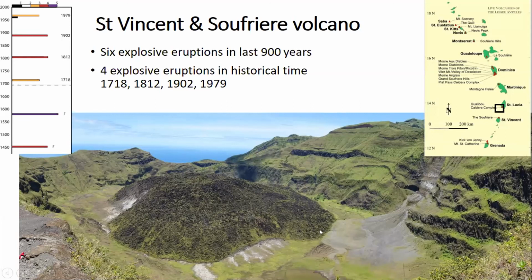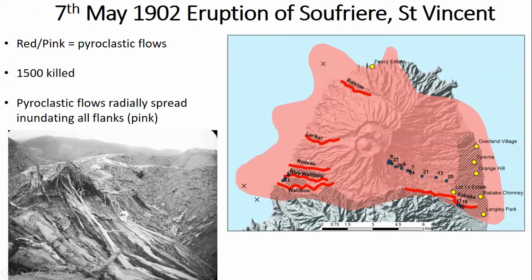So this is an image of the crater of St Vincent, and here we can see the lava dome. This is what it looked like up until the 27th of December 2020. This is the lava dome that was formed at the end of the last eruption in 1979. So I'm just going to go to 1902 again. You remember 1902 was a significant year, because it was the year that the volcano in Montpellier in Martinique erupted and killed 30,000 people. Well, interestingly, the day before that eruption, on the 7th of May, St Vincent also erupted and produced a devastating eruption.